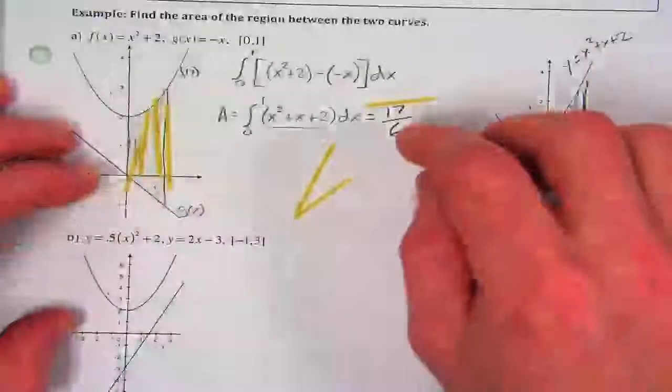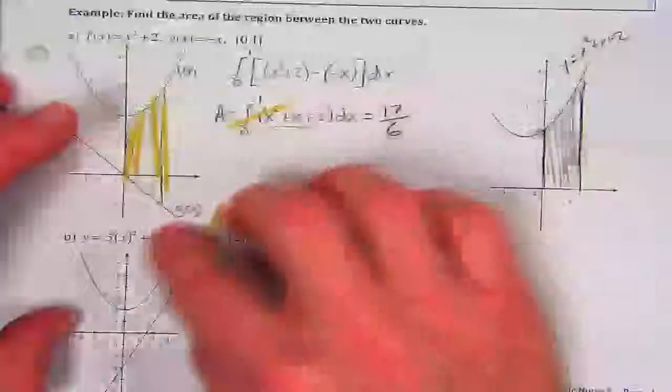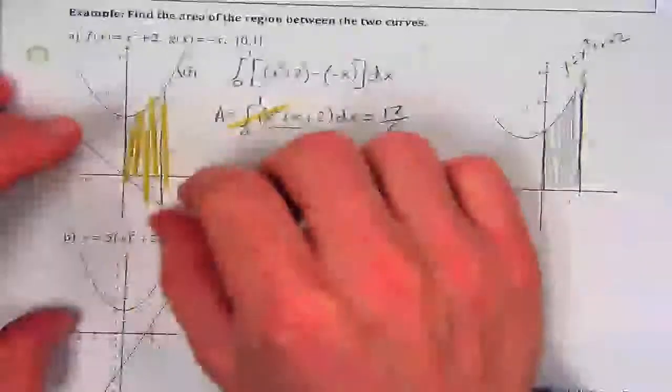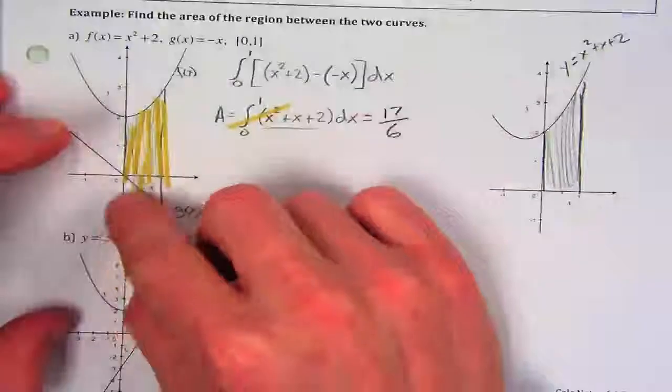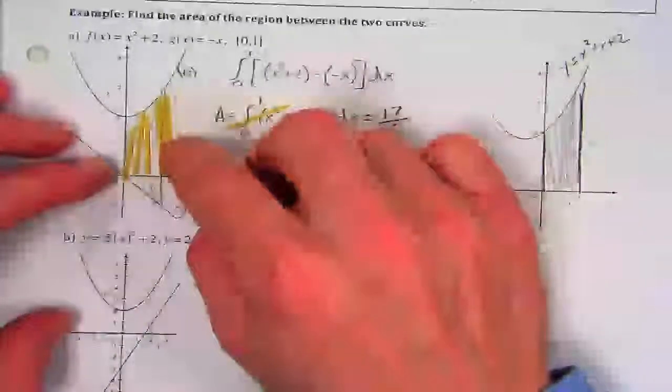So just so you can see, each pasta thing represents like a rectangle. And it's going to be close.